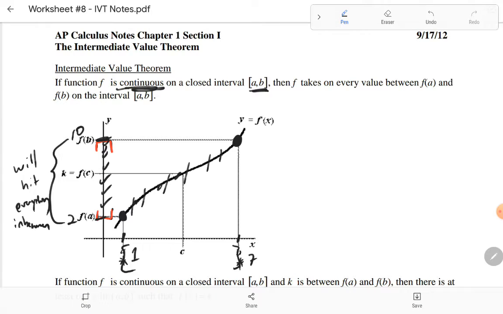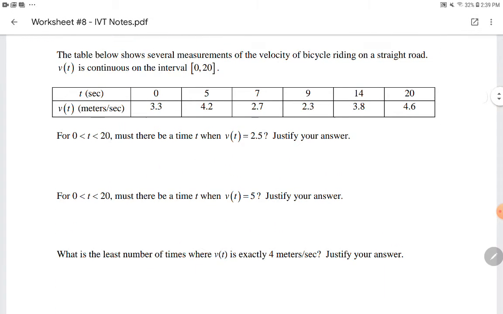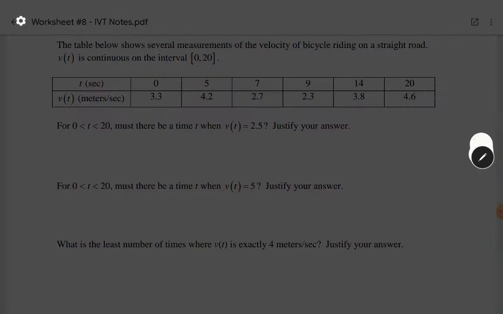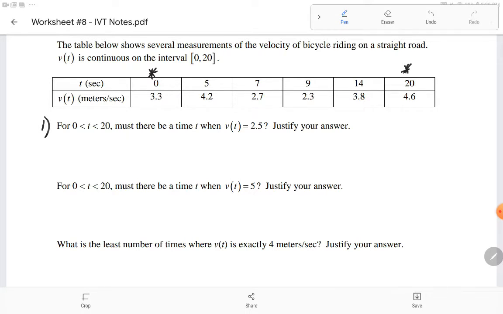Okay, so let's see how to use this a little bit more in depth here. All right, discard, and let's move down. So these are some velocities for a bike that's riding on a straight road. It means at a certain time it's traveling at this sort of speed in a certain direction, right? So let's see if we can answer some of these questions. So from 0 all the way to 20, I'm looking at number 1. Must there be a time where the velocity is 2.5?